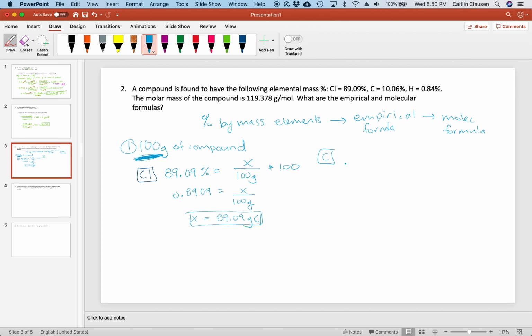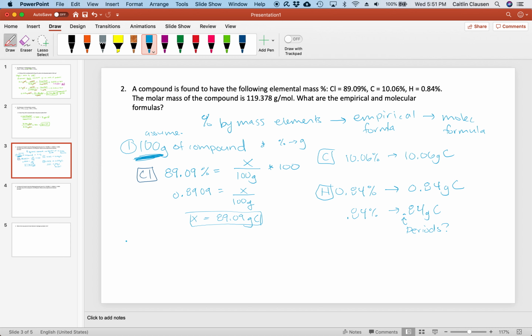For carbon, I have 10.06%, would become 10.06 grams of carbon. For hydrogen, 0.84%, please write the zeros in front of the decimals, becomes 0.84 grams of hydrogen. This is much easier to read than this, especially if you're writing a lot. Sometimes I can mistake these for periods, or don't know if you meant to write it. Please write the 0.84. Alright, step 1, assume 100 grams, and we're doing percent to gram conversion.